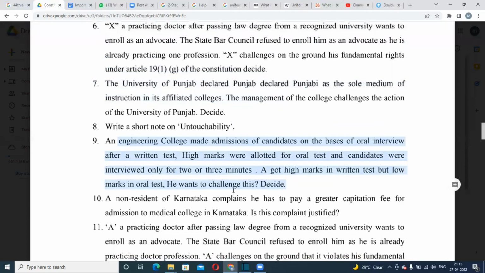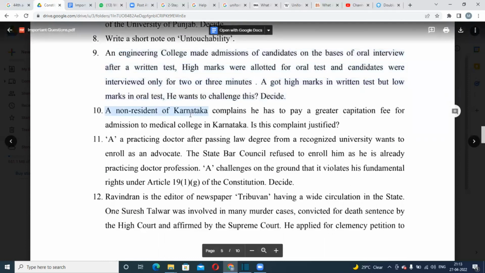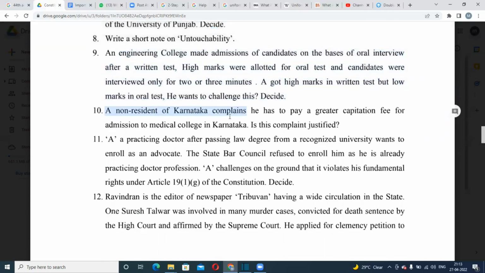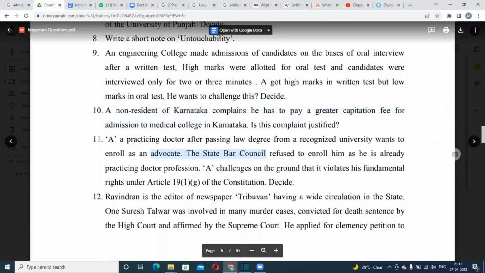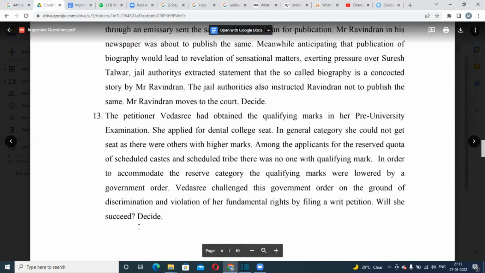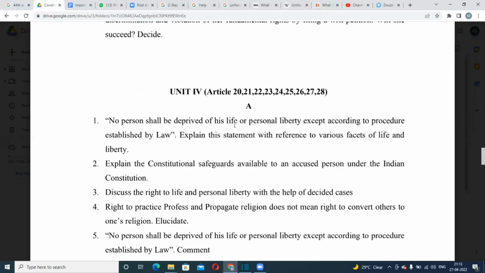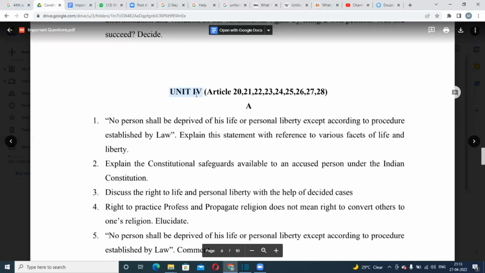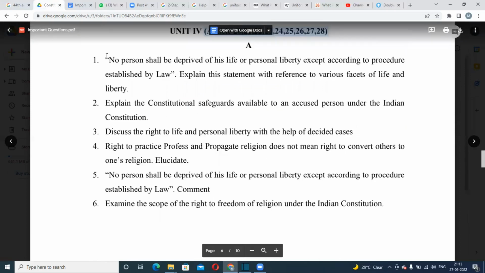One more situation-based question: a non-resident of Karnataka complains he has to pay a greater capitation fee for admission to a medical college in Karnataka. Is this complaint justified? Again, all these are situation-based questions. It would take a very long time to read all these situations, so let's move to Unit 4, which has all these articles.